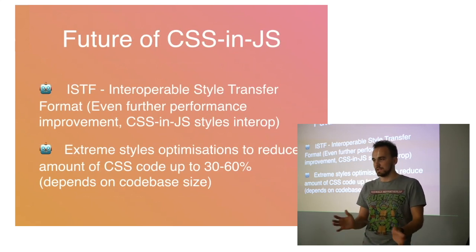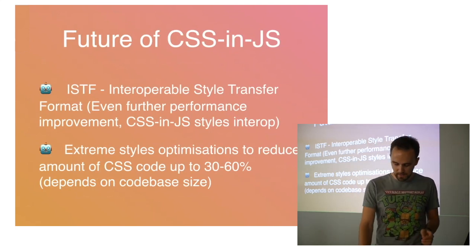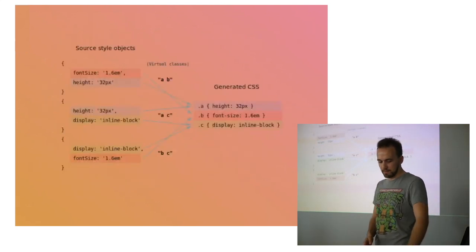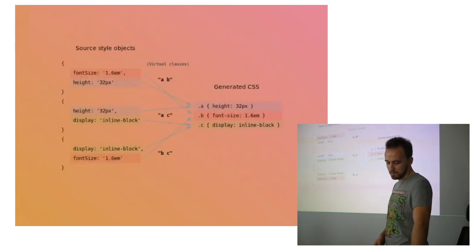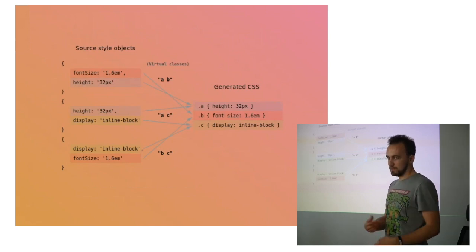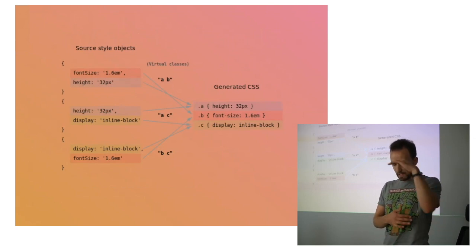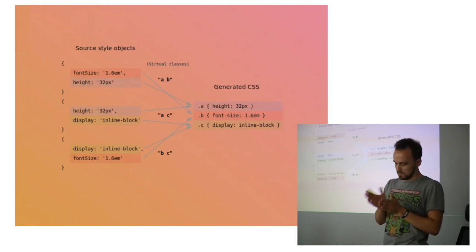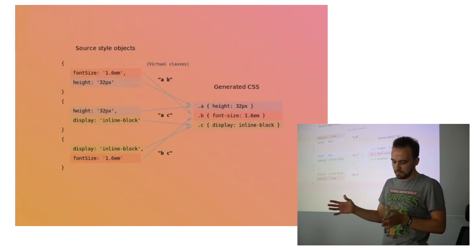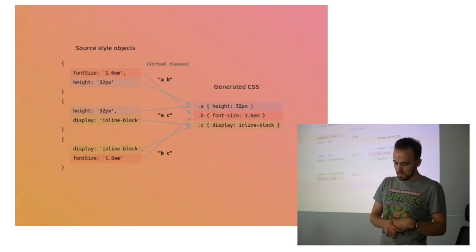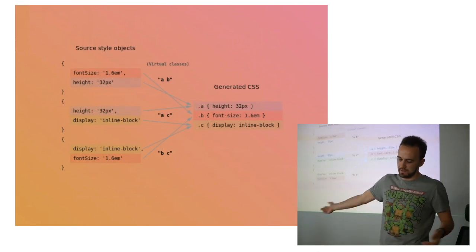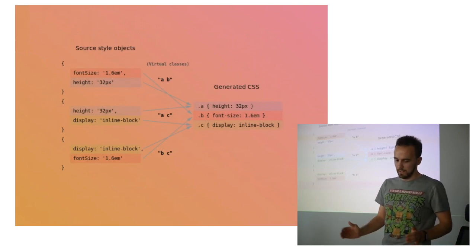For example, it can reduce the amount of your CSS code by up to 30–60%, depending on your code base size. And yeah, just a nice slide to show how. Basically, you have, for example, font size used in both places, right? And height used in two objects too, and display inline-block. So there's already an Electron-style CSS-in-JS library which is already doing that, on the build step I think, not in runtime. It figures out all this repetitive stuff, generates a separate class name for each, and then composes them together. So it's reducing the amount of styles significantly. If you have a lot of them, it will shrink a lot.